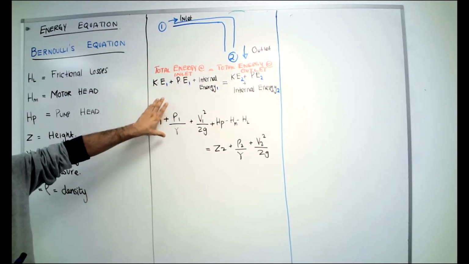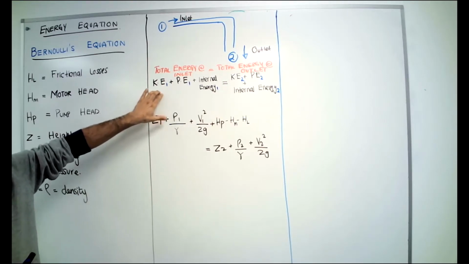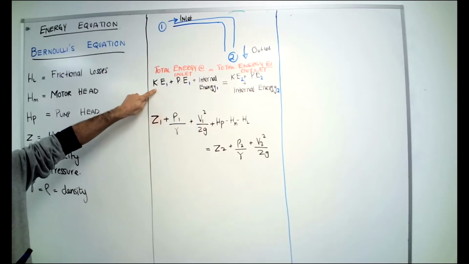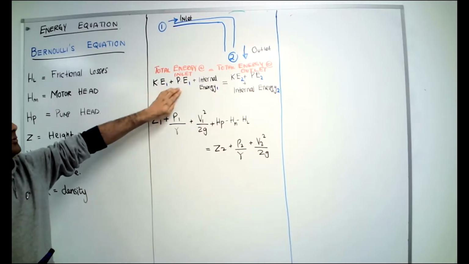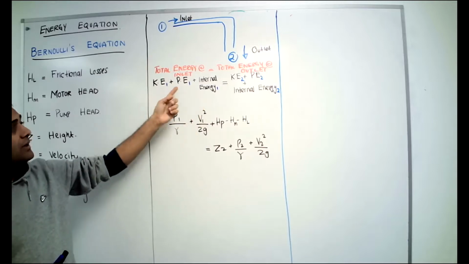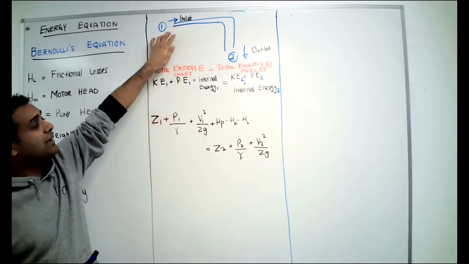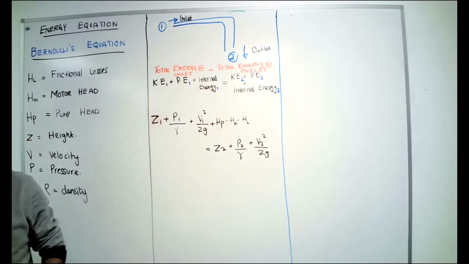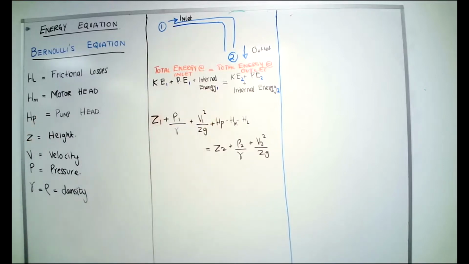There are 4 or 5 different ways of writing the Bernoulli's equation. One way is this: kinetic energy plus potential energy plus internal energy at the inlet, which is point 1, is the same as kinetic energy plus potential energy plus internal energy at the outlet. That's one way of writing it down.